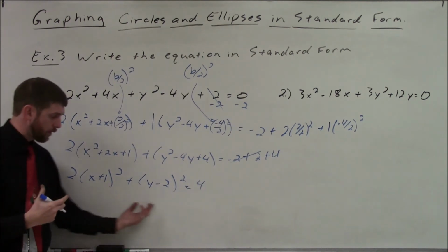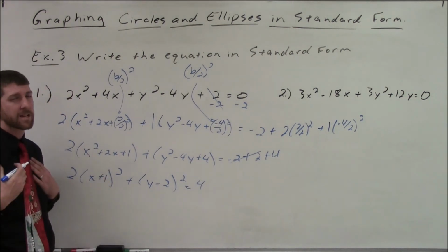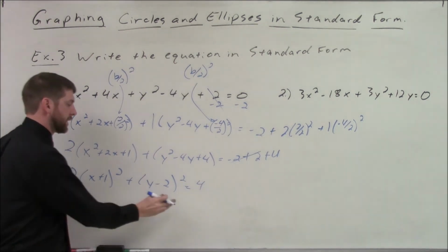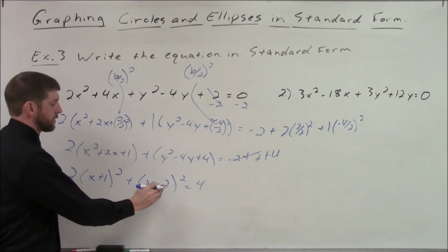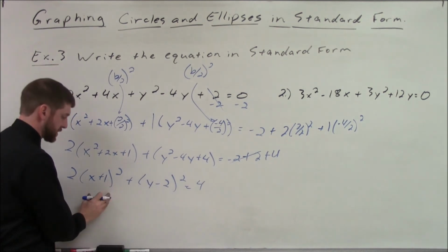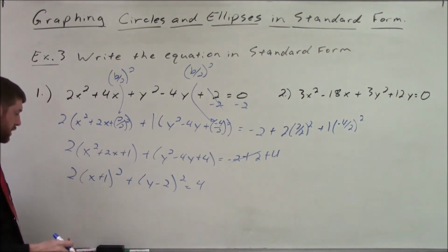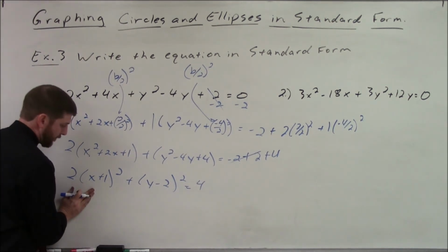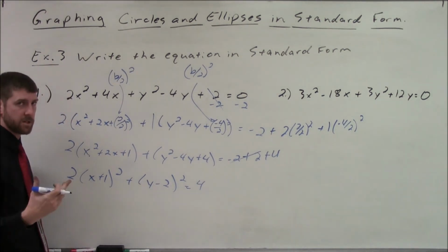So at this moment, I don't have any denominator, so I'm asking myself, is this a circle? Do I leave it equal to a number? Well, the idea is, do I have a linear binomial squared plus a linear binomial squared? And the answer is no. I have a 2 times this linear binomial. So because I have that 2, I can't do that for it to be a circle.